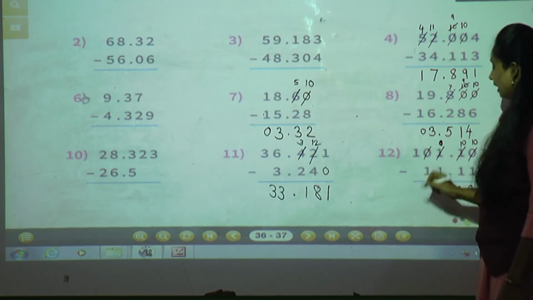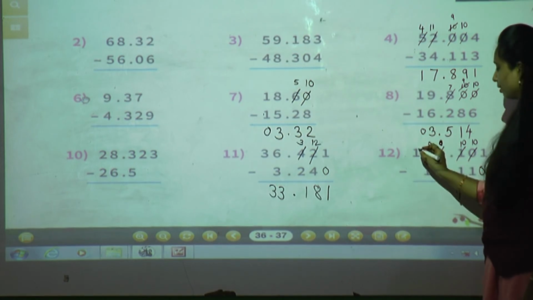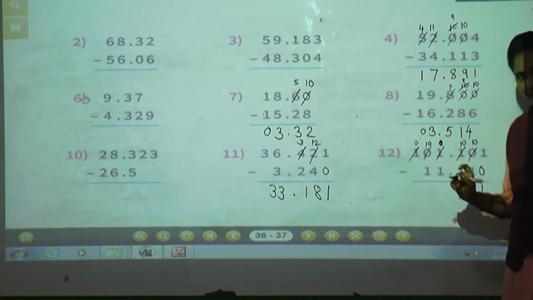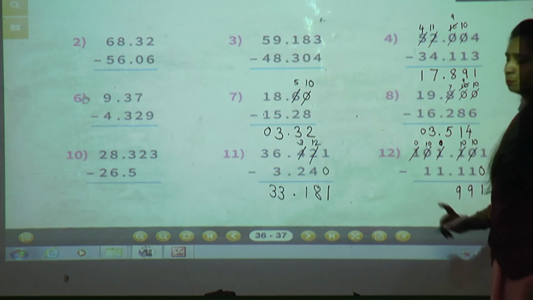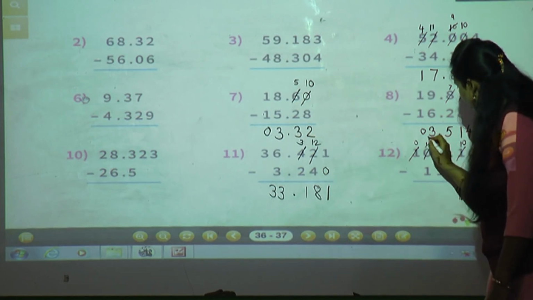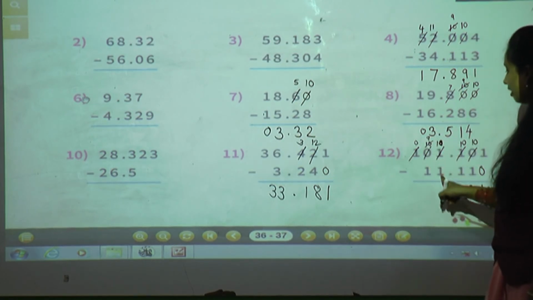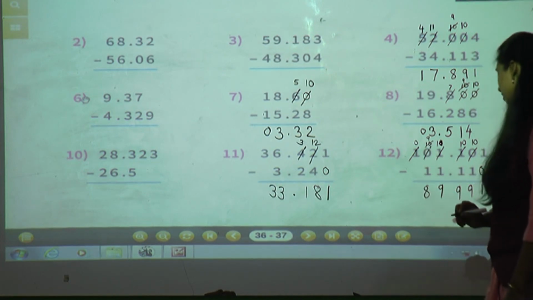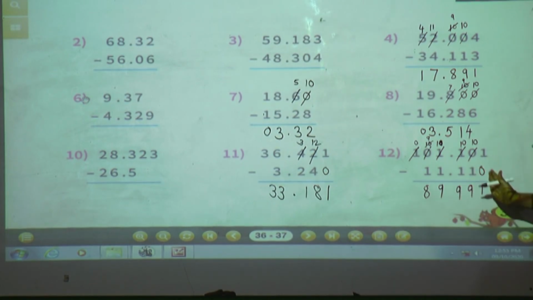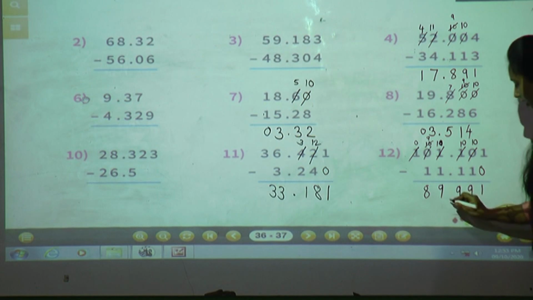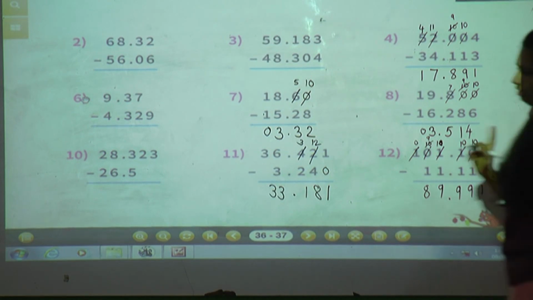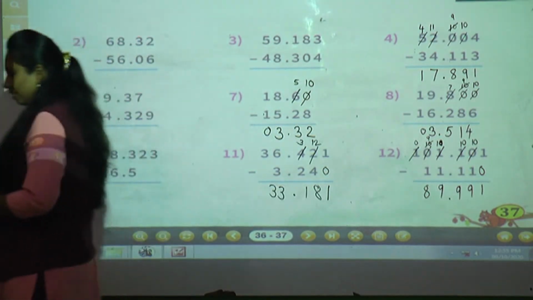Now 0 minus 1 again we can't do. So go to the neighbor. The neighbor also doesn't have. He will go to the next neighbor. Now the hundreds is having 1. He will give 1. Here 0 will remain. Now tens is having 10. He can give 1 to ones. So he will give 1. Here 9 will remain. Now we can subtract. 10 minus 1 is 9. 9 minus 1 is 8. Now give the decimal point after 1, 2, 3. Clear? What is the answer? 89.991. Understood? Is that clear?